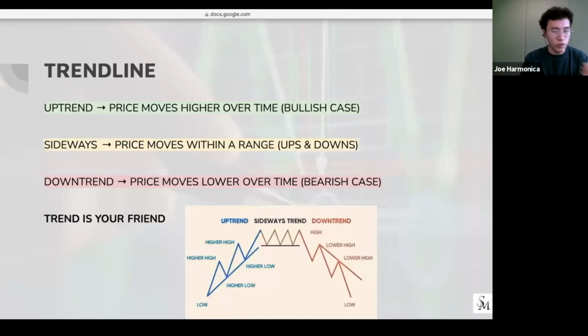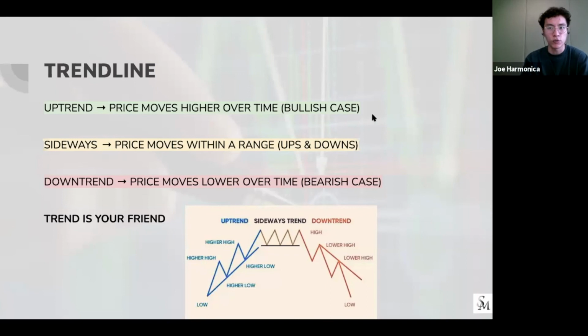All right, don't worry, we'll have some time later to answer more Q&A and do some practical work and discussion, okay? Thirdly, trend line. Trend line is, I will say, the simplest topic in technical analysis. Uptrend: when you see price going up like this, it means that price is moving higher. So it's a bullish case for the particular company or stock.